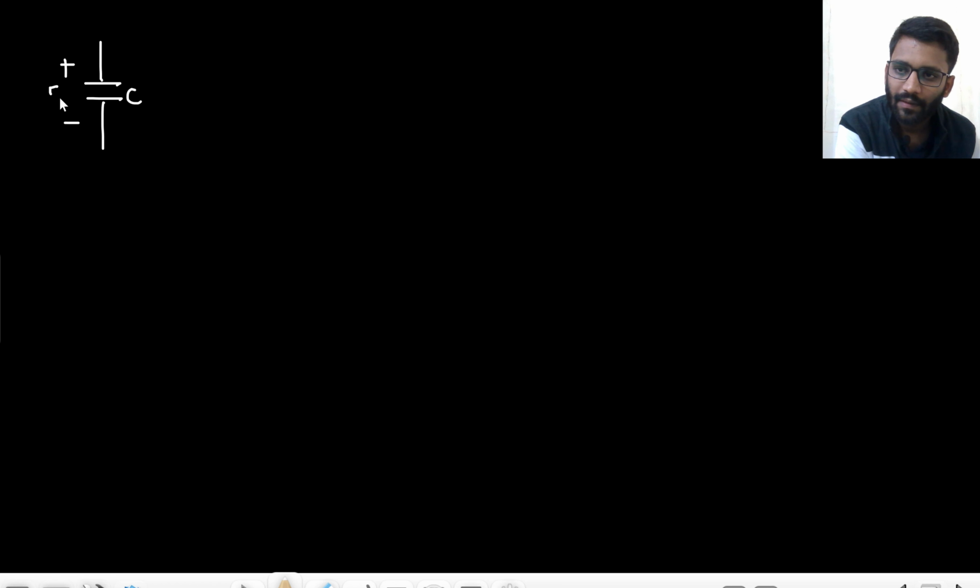So the condition is something like this. This is charged to 5 by 3, and then I have a current. This all is happening at t equals to 0 plus. Okay, 5 by 3R.